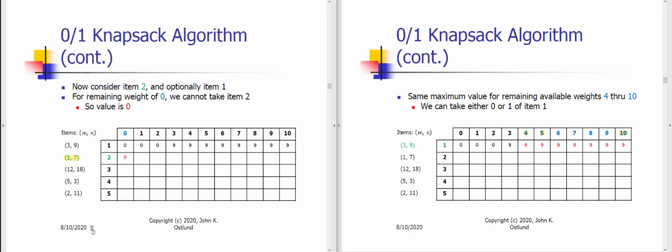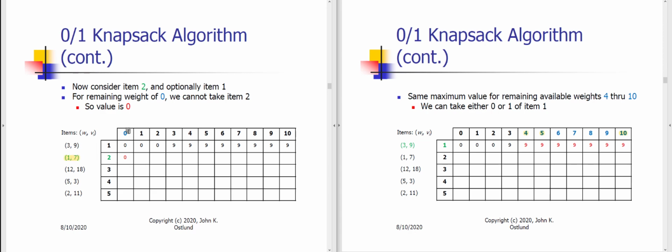But in addition to considering item 2, we must also consider item 1 along with this. But fortunately, we don't have to go back and handle all possible combinations, because we're seeking to determine the maximum value that we can achieve by including item 2 and or item 1.